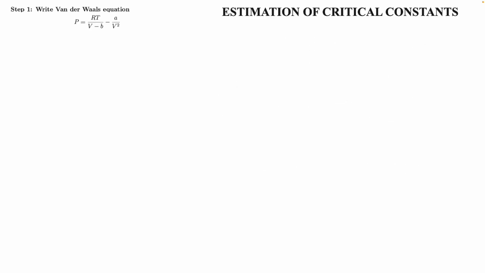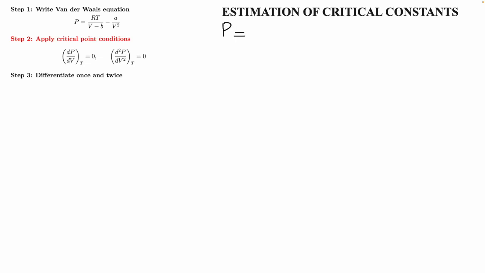Apply the critical point conditions. What are the critical point conditions? dP by dV at constant temperature is equal to 0, and d square P by dV square at constant temperature is equal to 0. Let us proceed to do that, which is differentiating once and twice. So we have P is equal to RT by V minus b, minus a by V square.